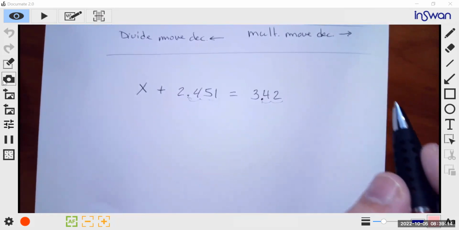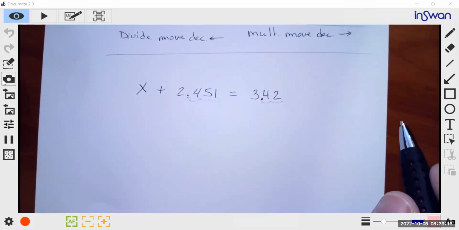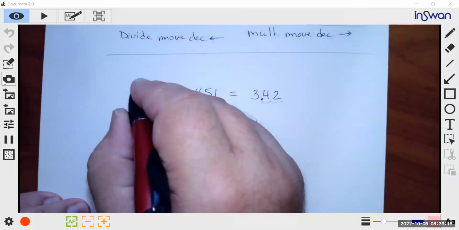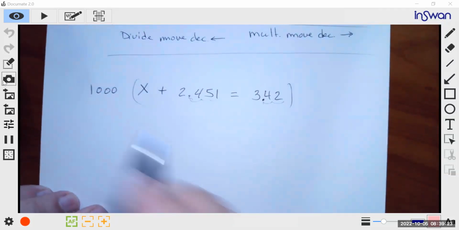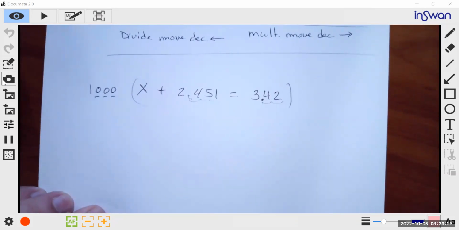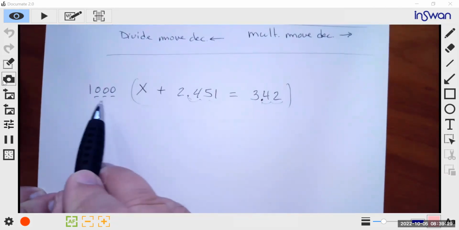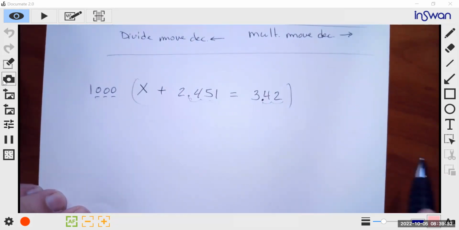If we have to move it 3 times, what number do we multiply by? We need 3 decimal places, so it's 1,000. Each 0 is a decimal place. So we have to multiply this entire equation by 3 zeros, which is 1,000.